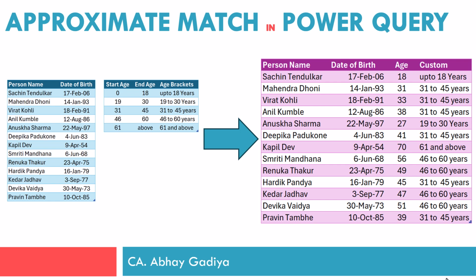Here I have two additional columns, one for age and one for the age bracket for that person. Doing this task requires us to perform an approximate match. Inside Excel, I can use the VLOOKUP or XLOOKUP function with approximate match. However, inside Power Query, we do not have such a feature. So in this video, I will explain the simple steps to perform this task inside Power Query. Let us move to the Excel file and see all the steps inside Power Query.